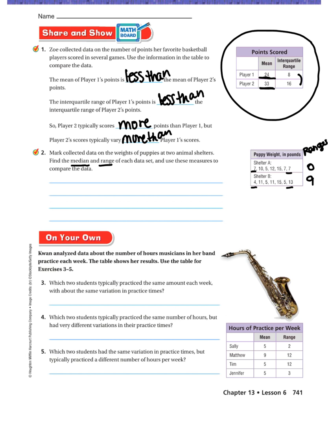Okay, now the median is going to be your middle number. So 1, 2, 3, 4, 5, 6, 7. 12 is our middle number here. 1, 2, 3, 4, 5, 6, 7. 11 is our middle number there, so our median for A is 12. Shelter B is 11. So now we can look at these numbers. The range is 0 for shelter A, but the median is 12. The range for shelter B is 9, but the median is 11.